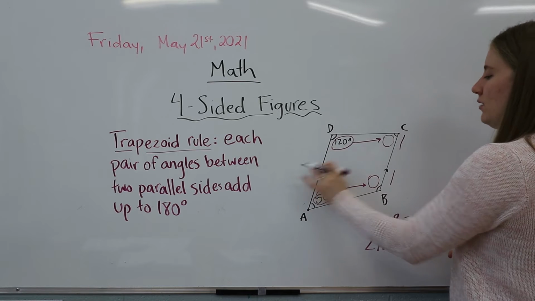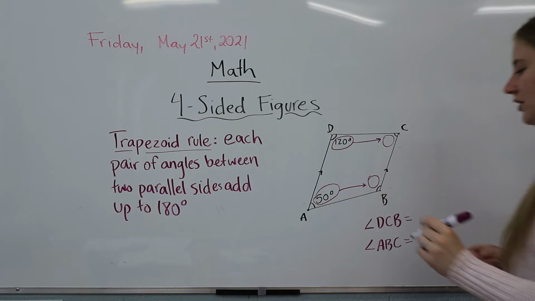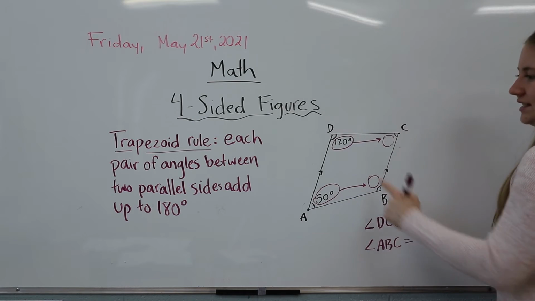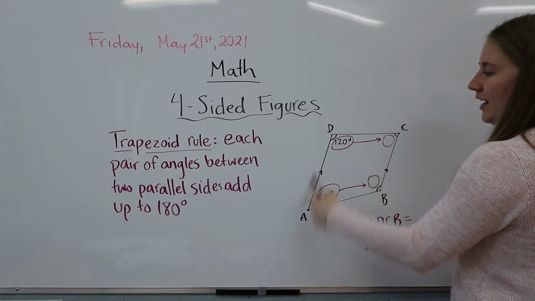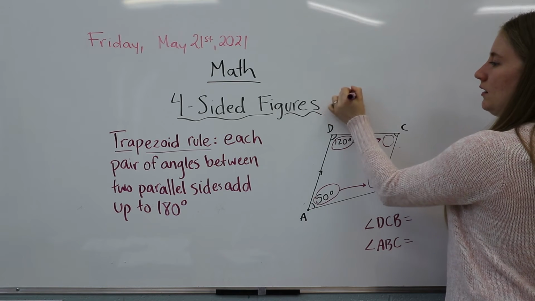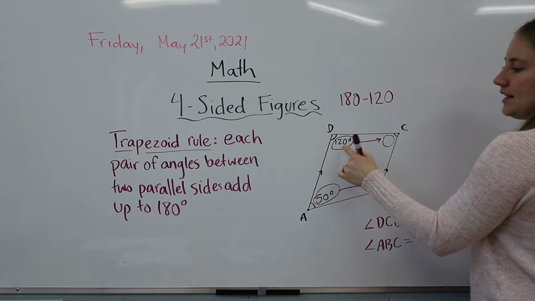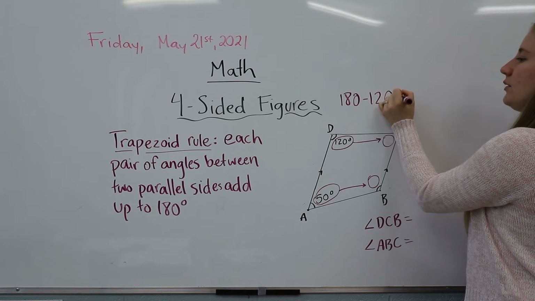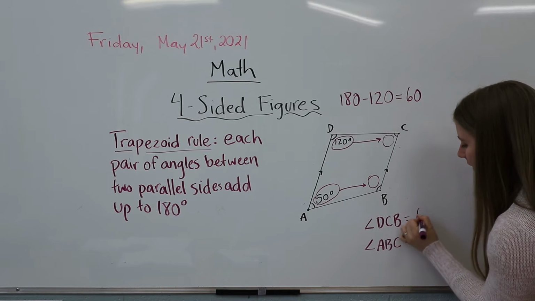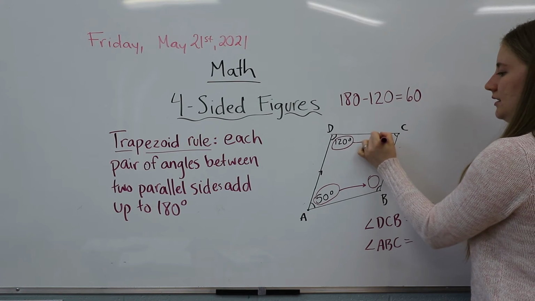Okay? So let's do some math. Because we know that it adds up to 180 degrees, in order to find it, we have to subtract what we know. So let's start with DCB. We have ADC, so in order to find DCB, we are going to do 180 minus 120, because that's what this is worth, which equals 60. So DCB equals 60 degrees. All right, so that's this one.